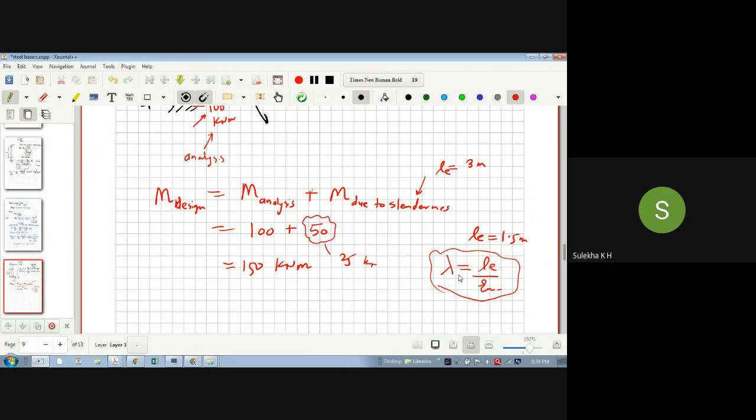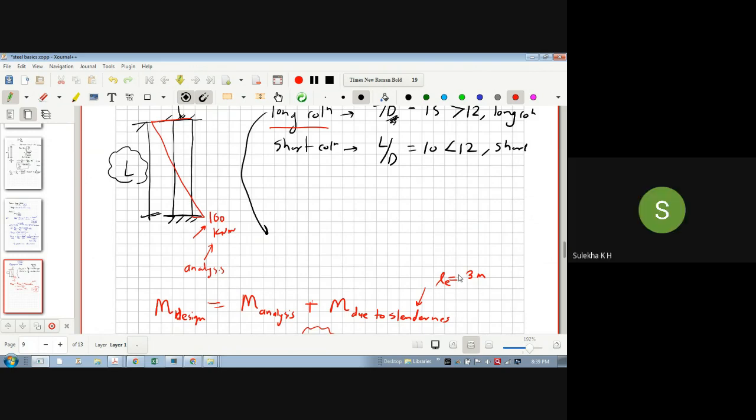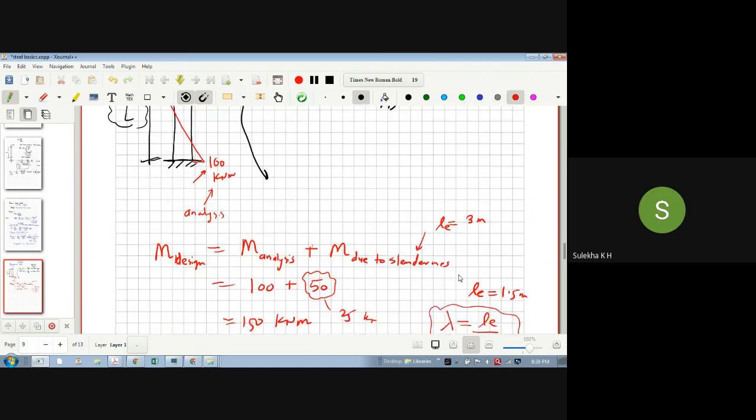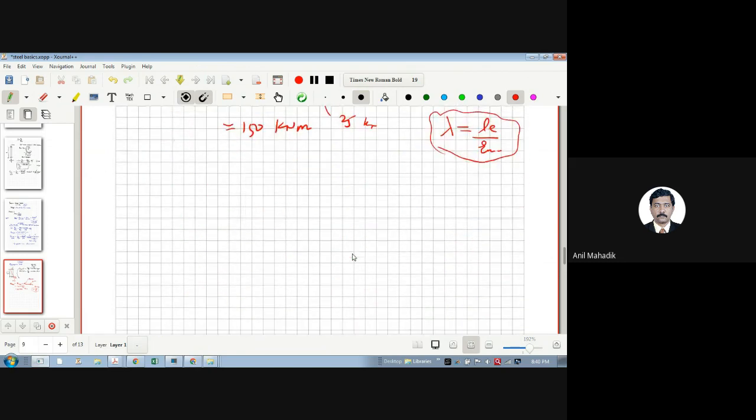Sir, one more thing. This moment we are getting 100 from analysis, right? Then the moment due to slenderness, can we also get it from analysis, or no? We are adding this, so we get it from the design approach. In the design approach it comes. It is not from the analysis. Let me go in detail.